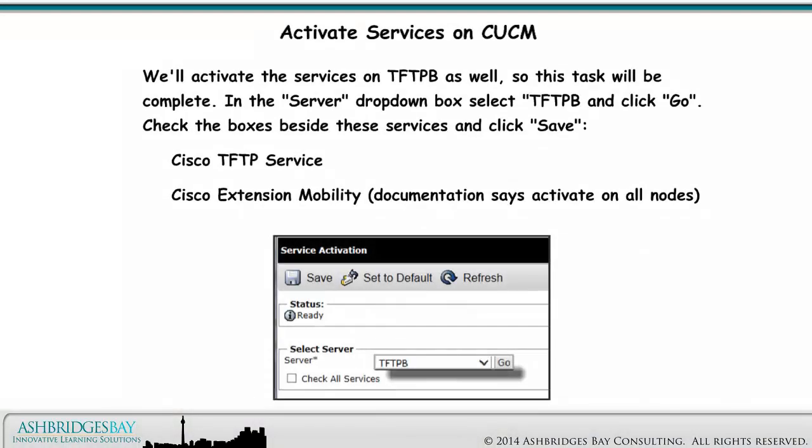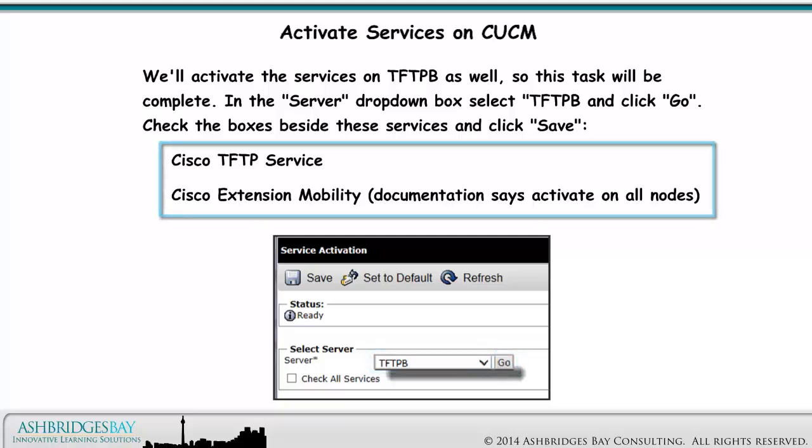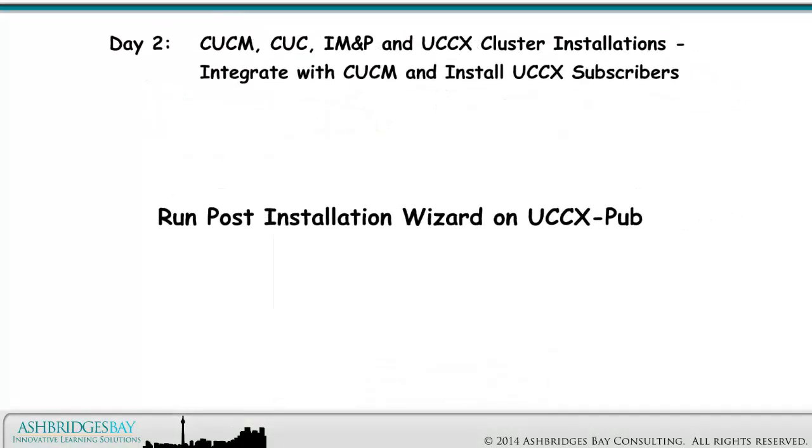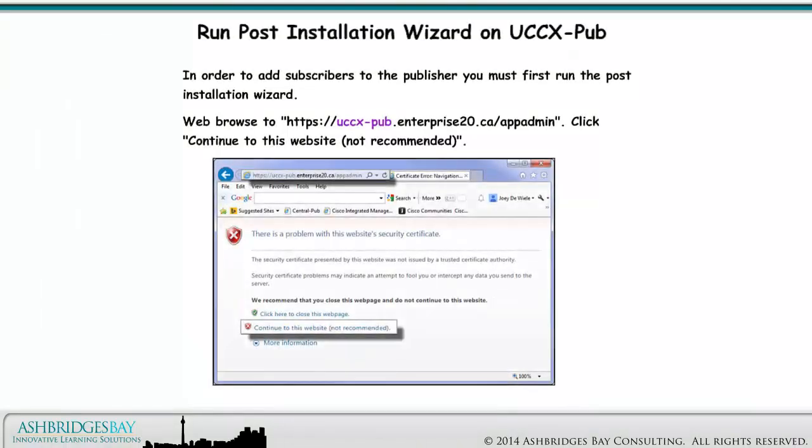We'll activate the services on TFTPB as well, so this task will be complete. In the server drop-down box, select TFTPB and click Go. Check the boxes beside these services and click Save. We need to run the post-installation wizard on UCCX Pub before we add the subscriber. In order to add subscribers to the publisher, you first must run the post-installation wizard.